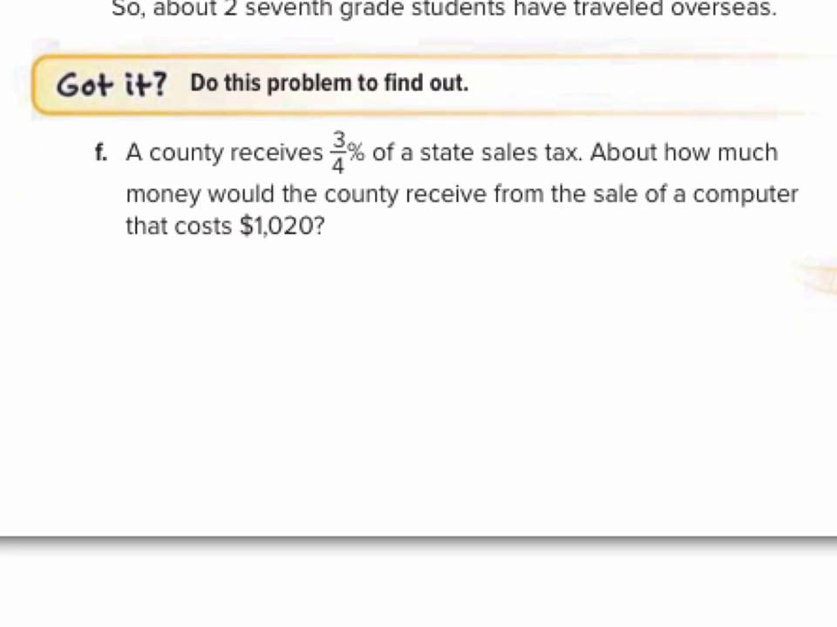A county receives 3/4% of a state sales tax. About how much money would the county receive from a sale of a computer that cost $1,200? Well, what do we want to find now? We'll find 3/4% of, let's estimate, 1,000. So our first thing we're going to do is to find 1% of 1,000.